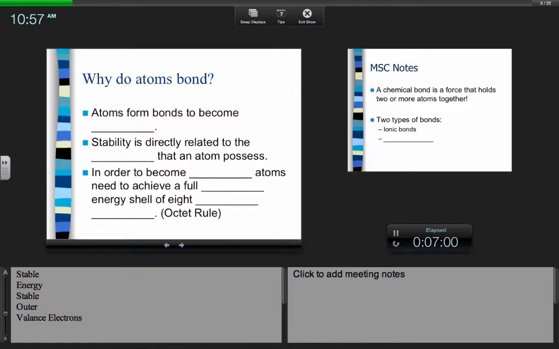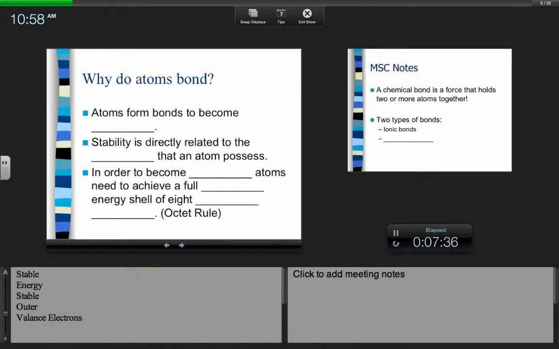Okay, so first bullet point, atoms form bonds to become stable. Second bullet point, stability is directly related to the energy that an atom possesses. Third bullet point, there are 4 blanks. You might want to jot them in the margins as I say them. In order to become stable, and then there really should be a comma there. My grammar is, okay, good. In order to become stable, comma, my English teachers are smiling right now.